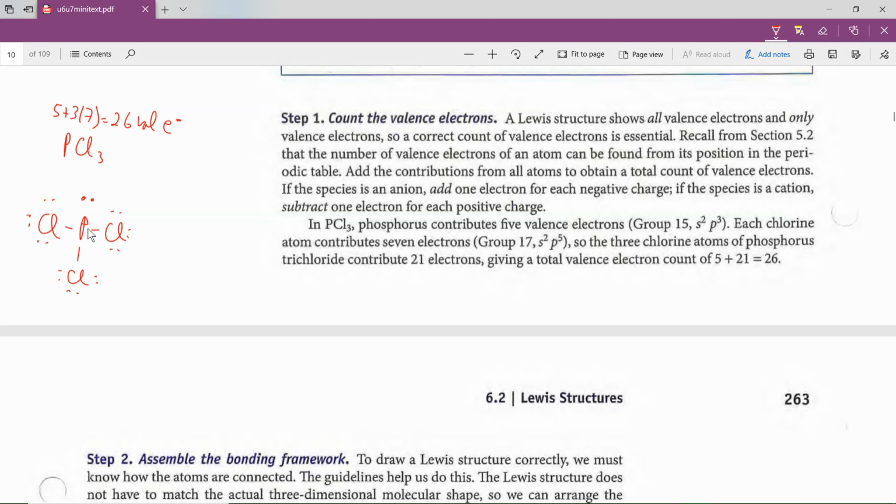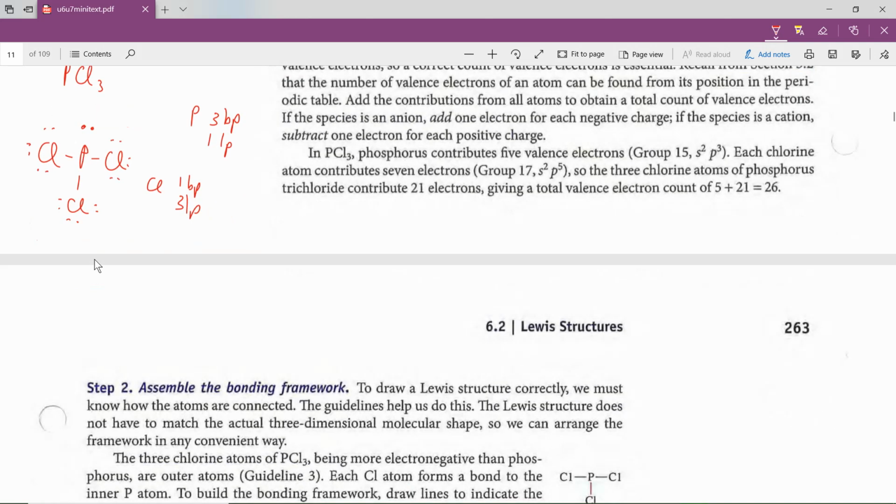We say that phosphorus has 3 bond pairs, BP for bond pair, not British Petroleum, and 1 lone pair, LP for lone pair. Bond pairs are also called bonded pairs or shared pairs. Lone pairs are also called unshared pairs or non-bonded pairs. But bond pair and lone pair are the easiest ones. And each chlorine has 1 bond pair and 3 lone pairs. So that is the Lewis diagram for PCl3.